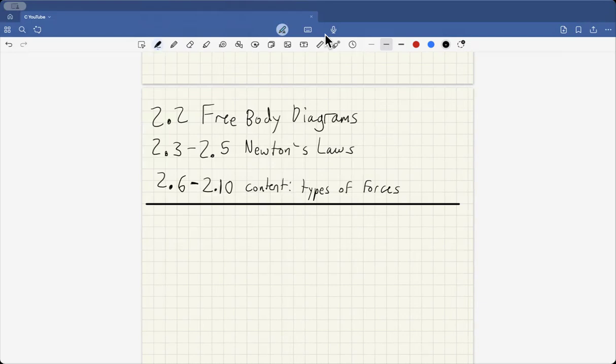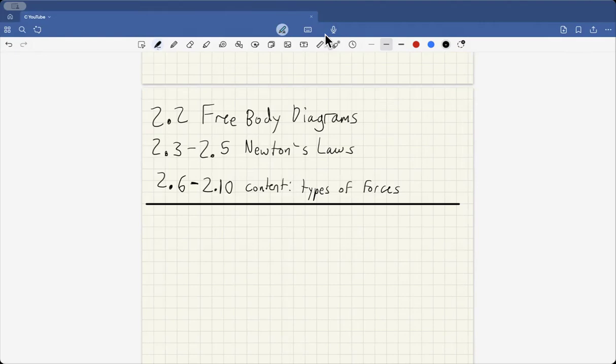Section 2.2 in College Board's course and exam description is free body diagrams, which a lot of us have done before back in AP Physics 1, so I don't think we need to spend as much time or have a full video just about that, when really we're going to be using free body diagrams in conjunction with other topics for this entire unit.